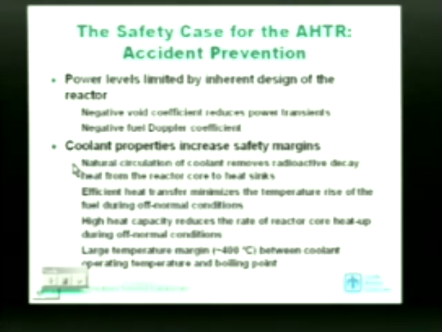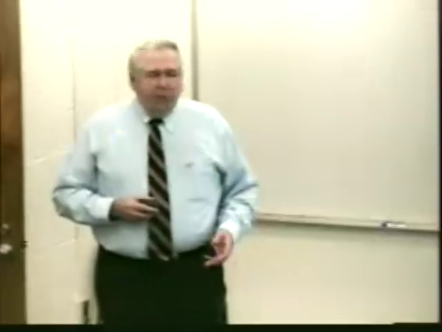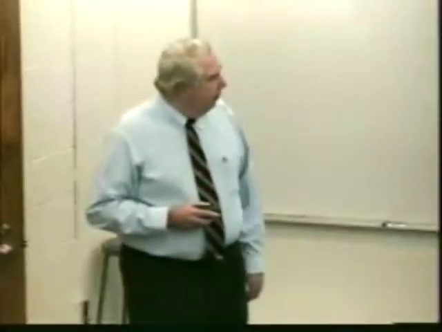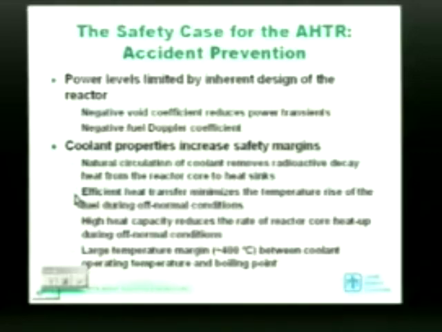We have a natural circulation of coolant that removes radioactive decay heat from the reactor core to the heat sinks. It's a liquid. You heat it up, natural circulation loops will circulate the heat around to the vessel. We have efficient heat transfer, which minimizes the temperature rise of fuel during off-normal conditions. We have a high heat capacity that reduces the rate of core heat up during off-normal operations. And we have a very large temperature margin, 400 degrees C, between the coolant operating temperature and the boiling temperature.